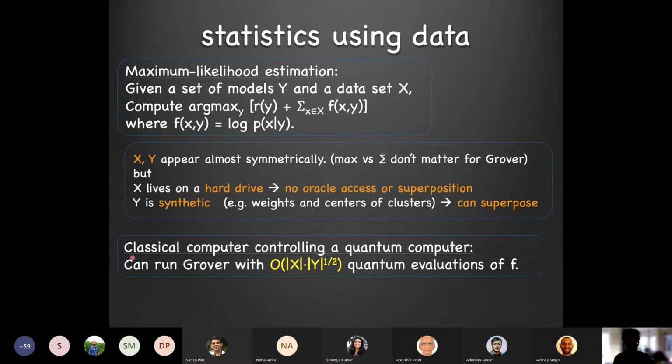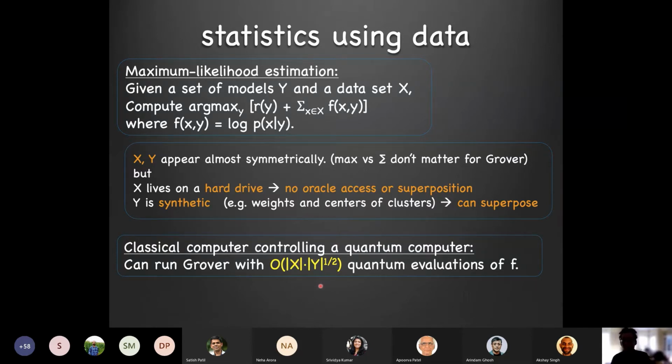It means in our conventional model of quantum computing, we can get a Grover speedup over the outer loop that searches over Y, but not over the inner loop that iterates over X. So the number of quantum evaluations of F we are going to need is going to scale like the size of X times the square root of the size of Y. So we can speed up the Y part, but not the X part.